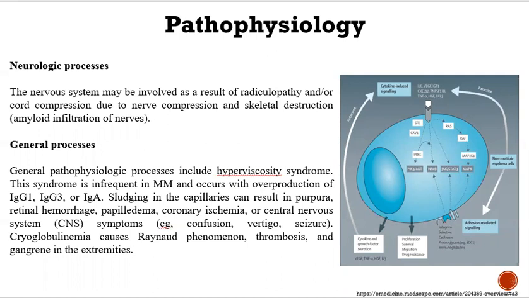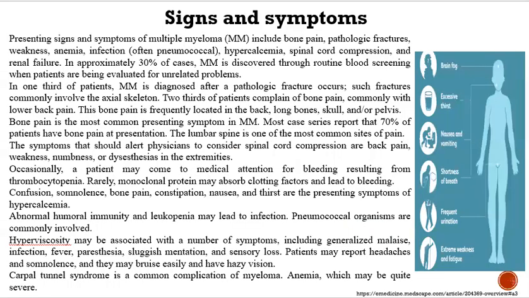Cryoglobulinemia causes Raynaud phenomenon, thrombosis, and gangrene in the extremities. Presenting signs and symptoms of multiple myeloma include bone pain, pathological fractures, weakness, anemia, infection, usually pneumococcal, hypercalcemia, spinal cord compression, and renal failure. In approximately 30% of cases, multiple myeloma is discovered through a routine blood screen when patients are being evaluated for unrelated problems.